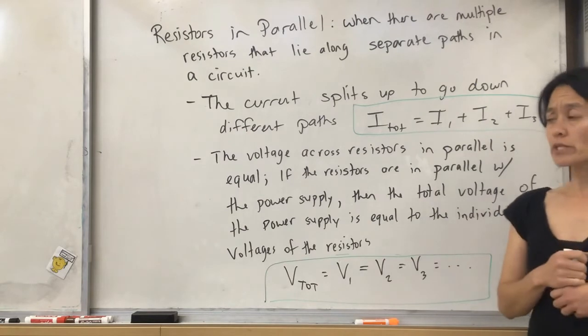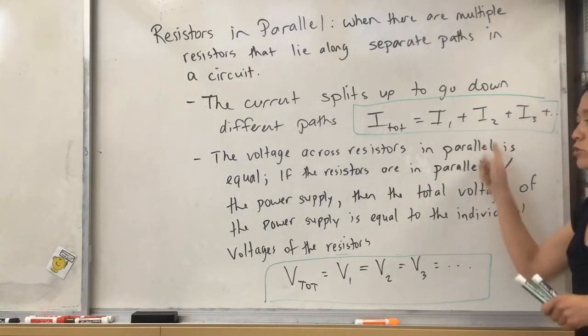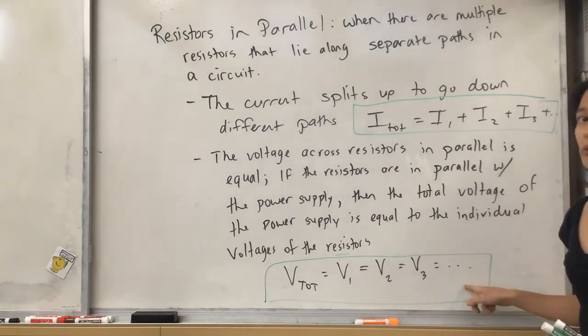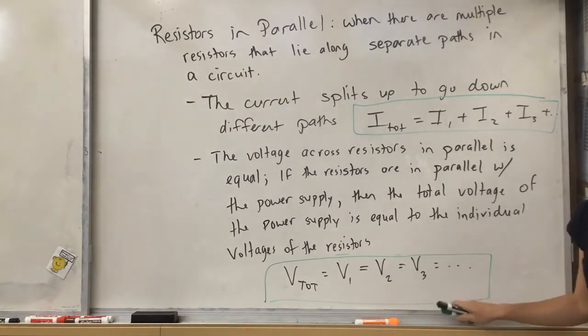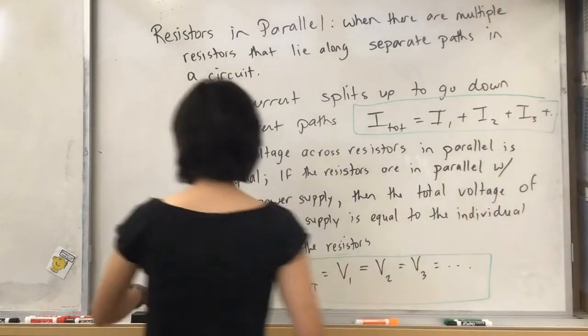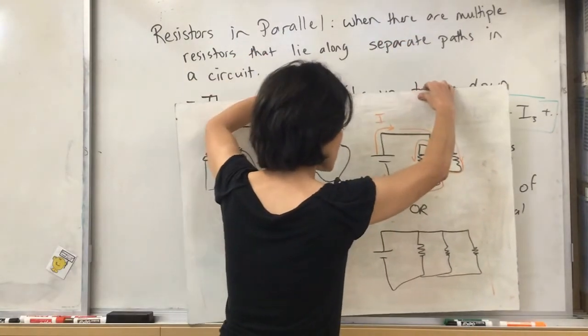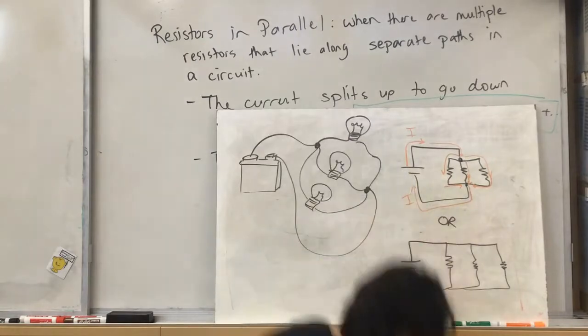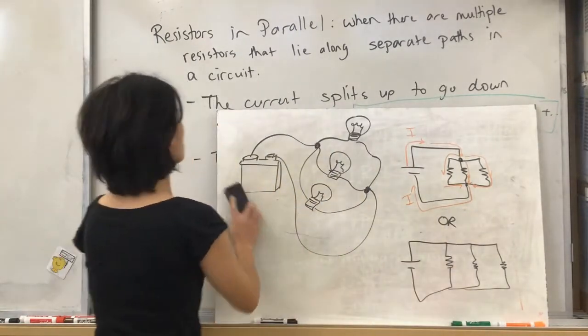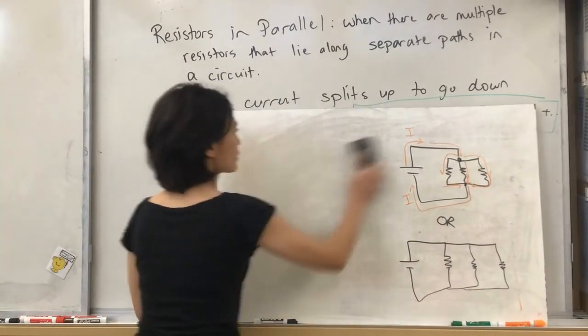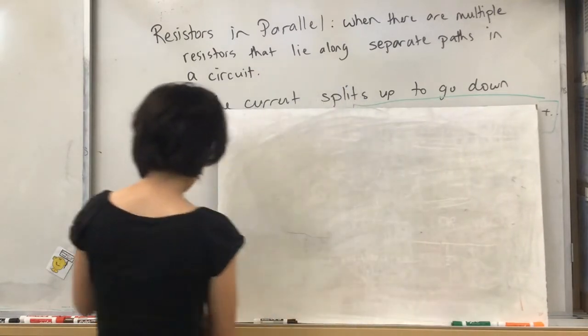And just like we did with resistors in series, we're going to use these two relationships to look at a relationship for the total resistance for resistors in parallel. So I'm going to go through a derivation. Again, you can write this if you want. I will tell you at the end what is important to write.